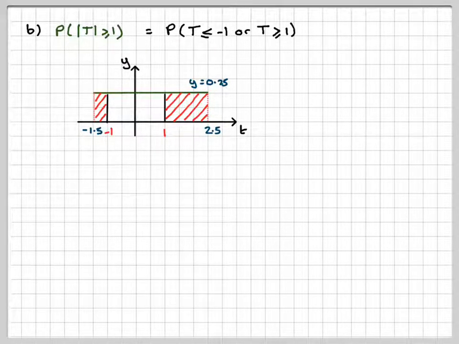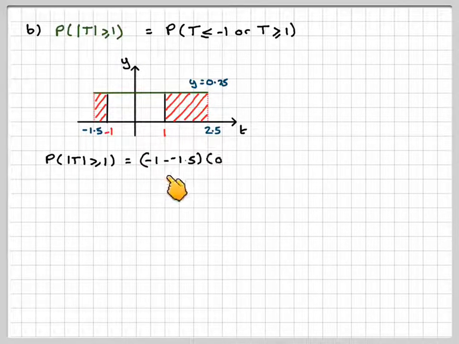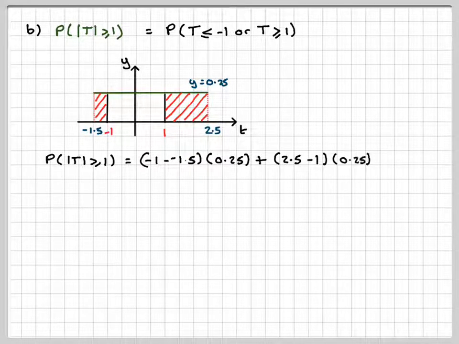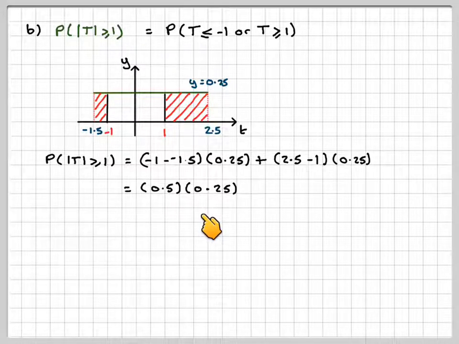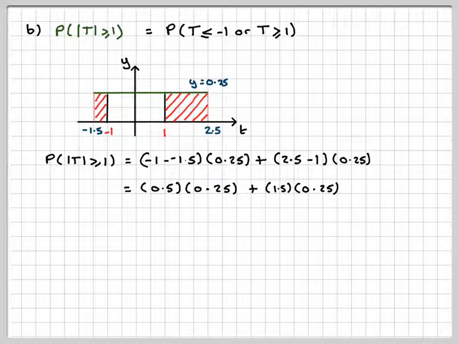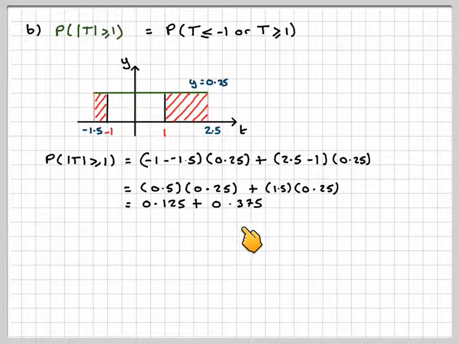So we can either do 1 minus the middle bit, or we just do -1 minus -1.5 times the height, which is 0.25, or 2.5 minus 1 times 0.25. So that gives me 0.5 times 0.25 plus 1.5 times 0.25. So that gives me 0.125 plus 0.375, which gives me a half.